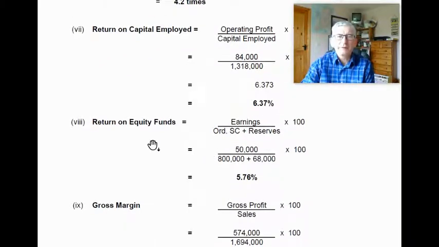The return on equity funds is your earnings over the ordinary share capital plus reserves multiplied by 100. Now the earnings were, and we had that worked out, like I said, in the foundation part of the question, 50,000 over ordinary share capital of 800,000. The reserves are 68,000, and that gives you 5.76%. The one little thing to watch here is sometimes students aren't sure, for the ordinary share capital, is it the authorized or the issued? It is always the issued that comes into any calculations that you will ever do in your accounts.